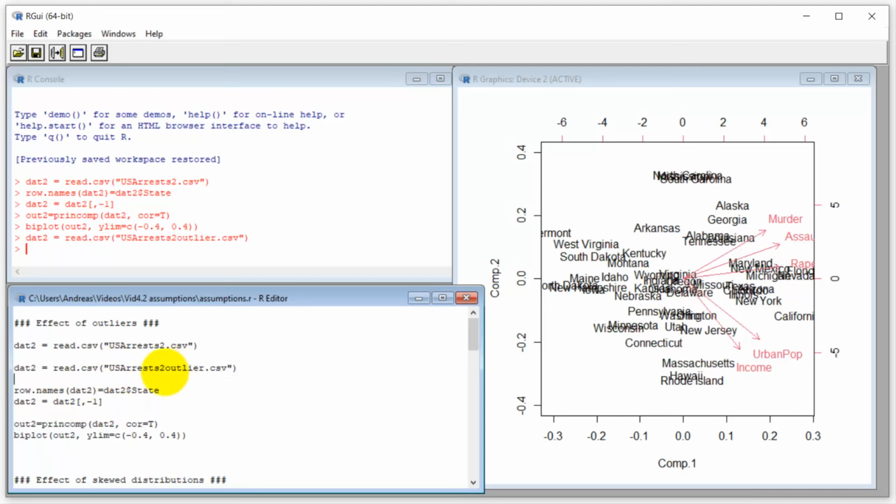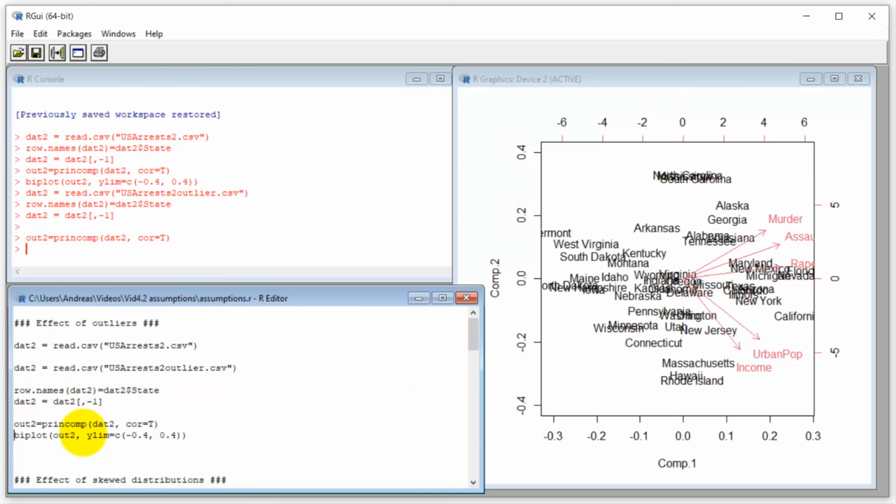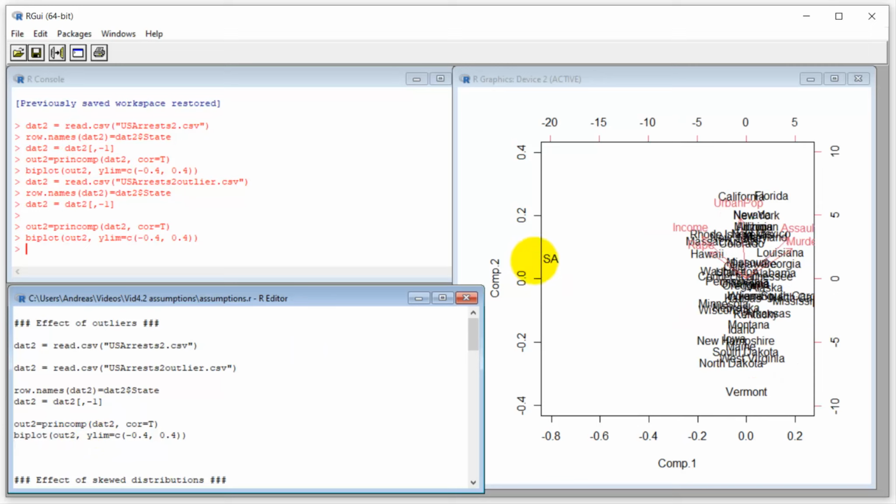So if I import that data set with that additional outlier, everything else stays the same. And we look at our biplot. So we have Saudi Arabia here now as an outlier. And you can see what that does to my principal component analysis, right? Because there is so much variance between my outlier and all the other states, that drives my first principal component. So it's an irresistible attraction for the first component to cover all that variance between the outlier and the rest of it.